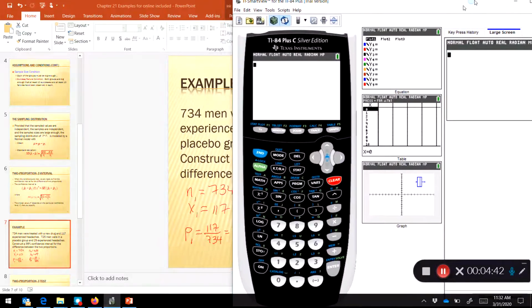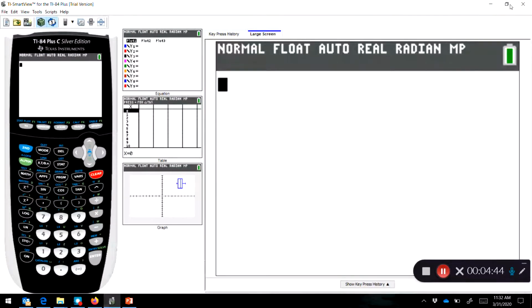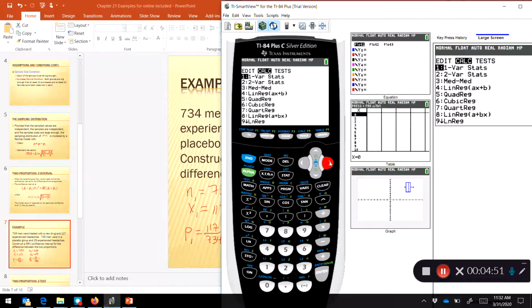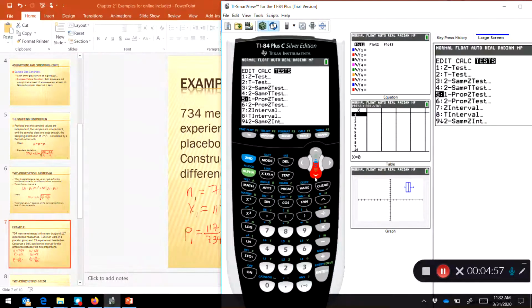Let's go to STAT, over to the TESTS menu, and we're going to go down to the 2-proportion Z test, option number, wait, not the test, we're doing an interval. 2-proportion Z interval, right here, option B. We'll do the test in the next video.